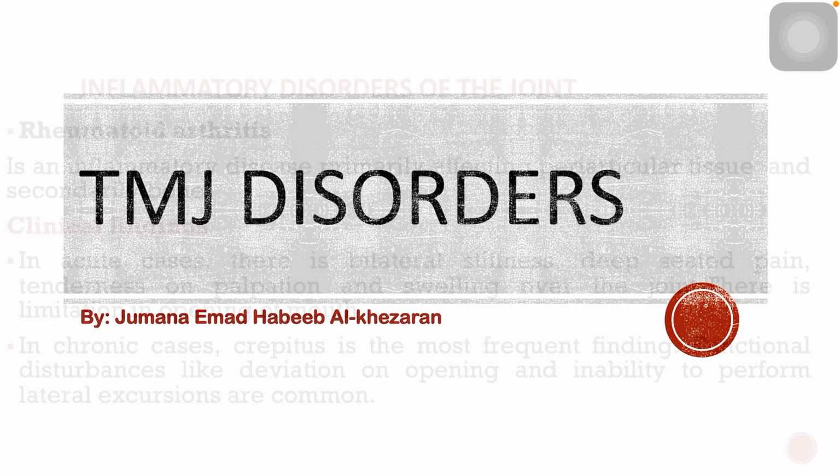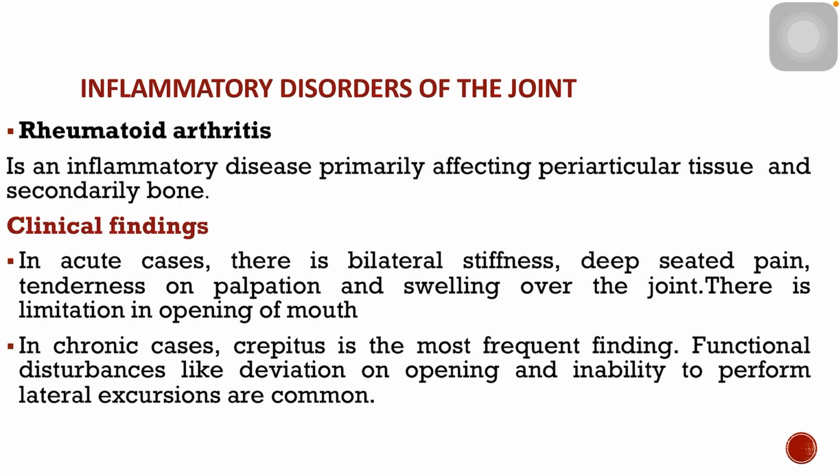Second part: an inflammatory disorder of the joint. Rheumatoid arthritis is an inflammatory disease primarily affecting the periarticular tissue and secondarily affecting the bone. Clinical finding: in acute cases, there is bilateral stiffness, deep-seated pain, tenderness on palpation, and swelling over the joint. There is limitation of mouth opening.